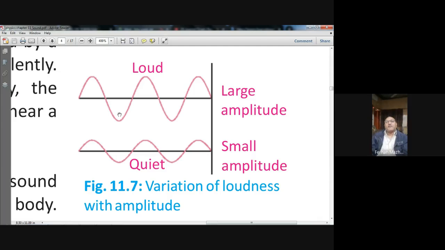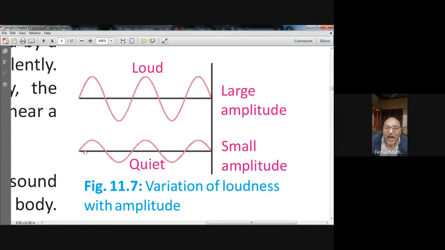That is called amplitude. And for example, this is another example of a sound. They are showing a sound wave. It might be the displacement time graph or it might be the displacement distance graph. In both the cases, this black line represents the mean position of the sound wave.